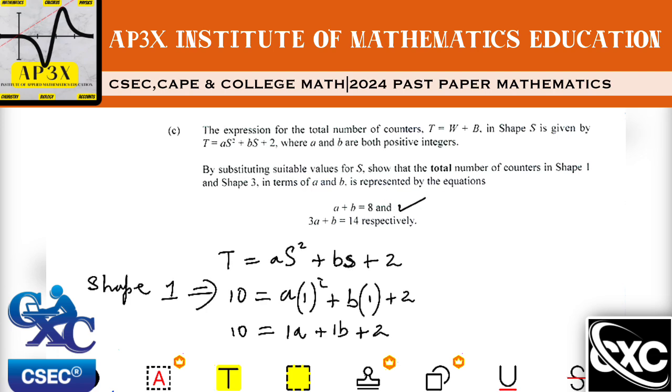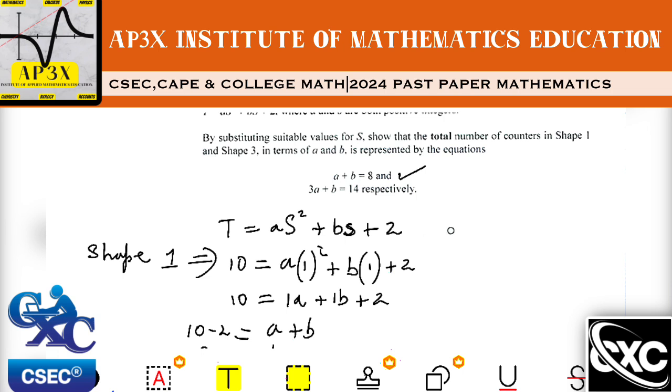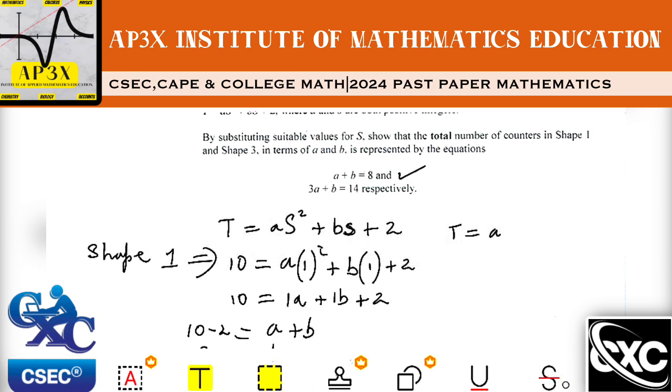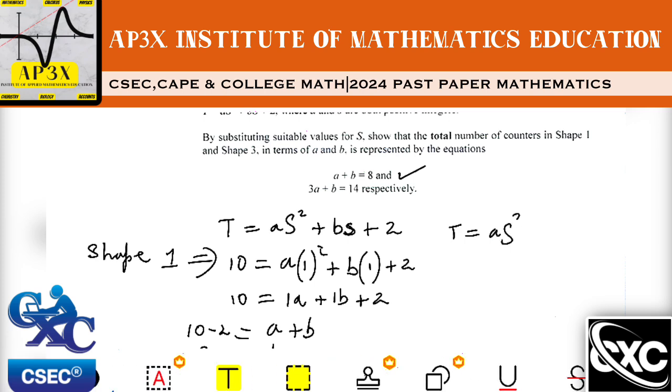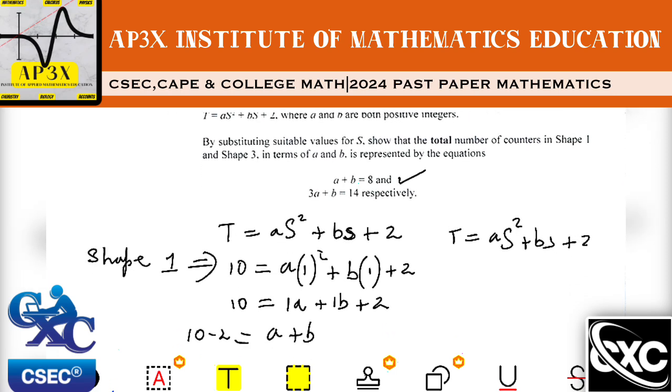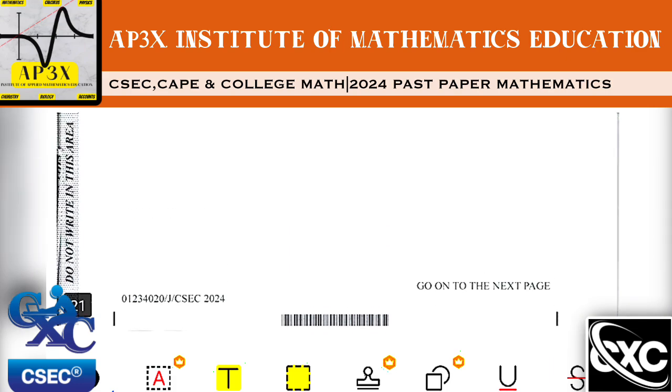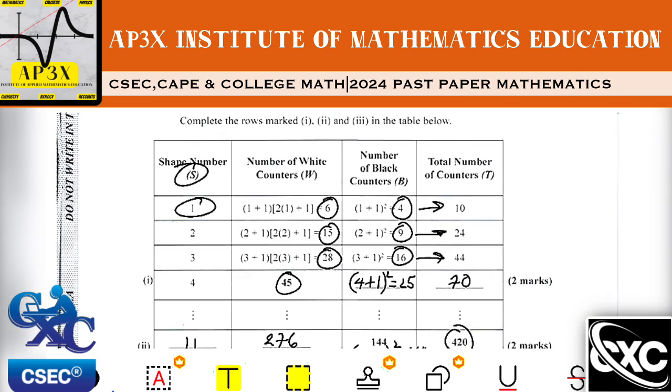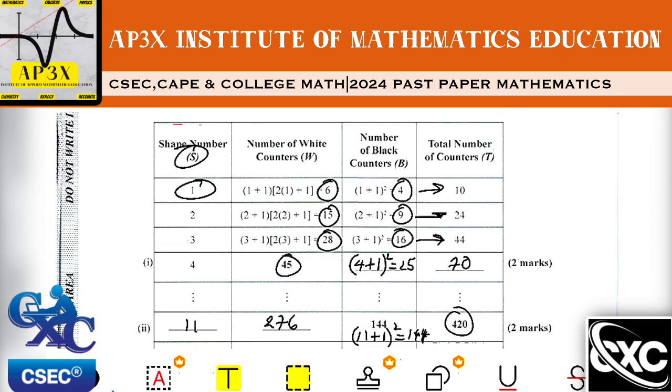We need to prove the next part then. So the same here, but this time we're looking at shape 3. So T is equal to the same procedure here. That's A, sorry guys. So that's going to be AS squared plus BS plus 2. So now we're looking at shape 3. Then we know that the total number of counters in shape 3 is in fact 44.